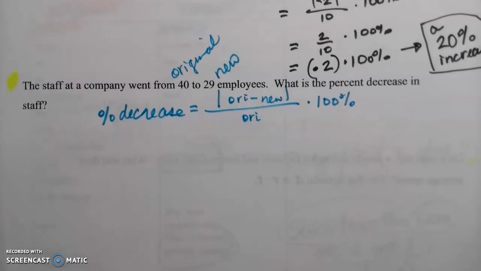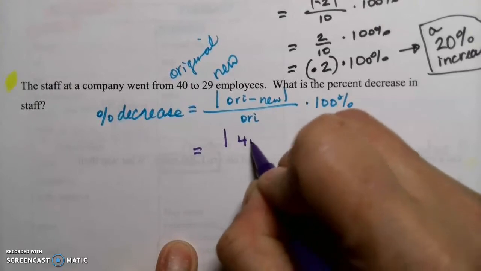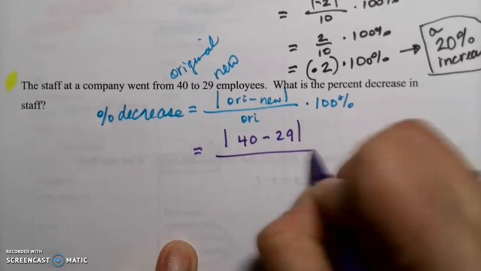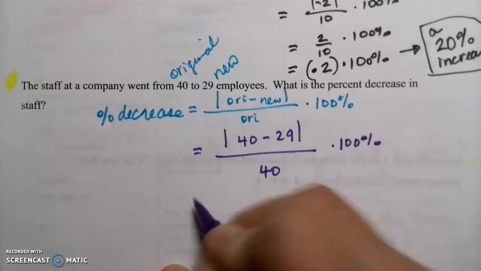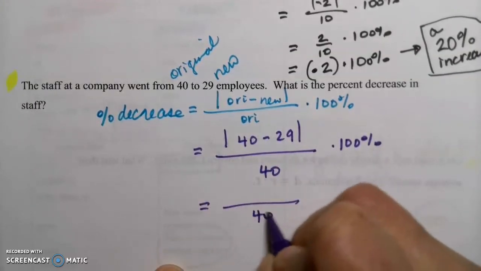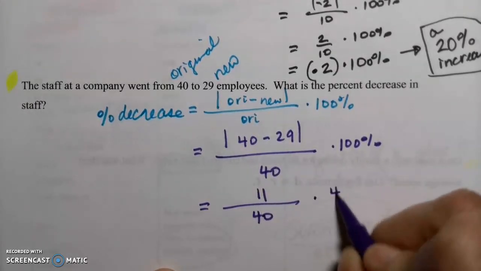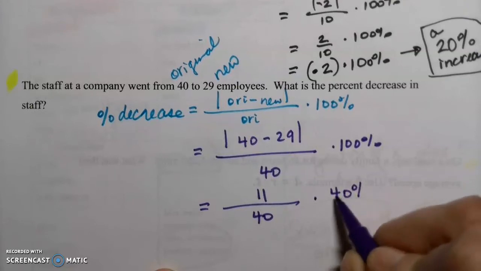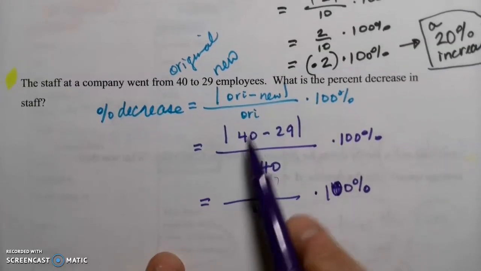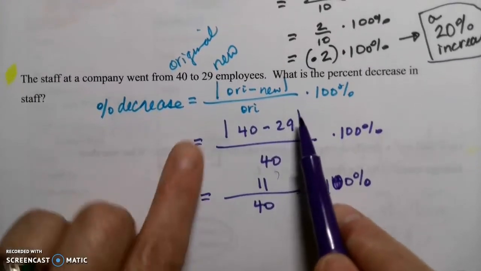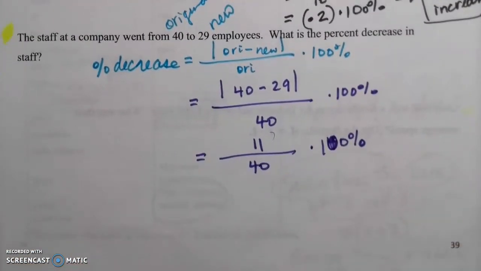And then we go through and plug in the values. So the original was 40 minus 29 for the new, and 40 was still the original, multiplied by 100%. So we have 40 minus 29 is going to be 11. So 11 over 40 times 100%. And this one, I know that 40 minus 29 will be positive. So taking the absolute value of positive 11 is just going to be 11. I just didn't write that step down in there.